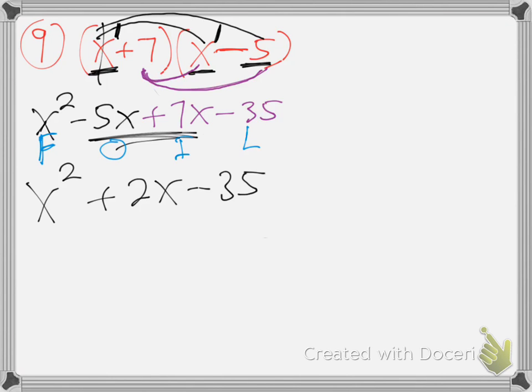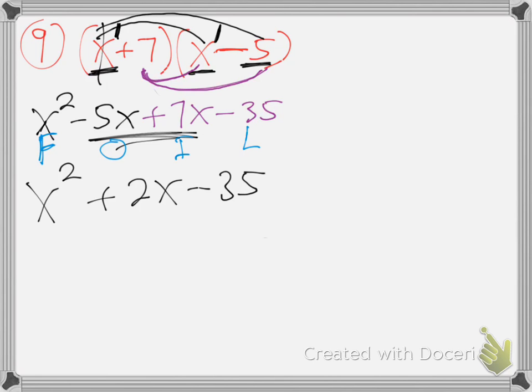F-O-I-L. This is another way to do it. I don't commonly do it that way, but that's fine if you're good with it. What does FOIL stand for? First, outer, inner, last. So the F stands for first. The first one in this parenthesis times the first one in that parenthesis.